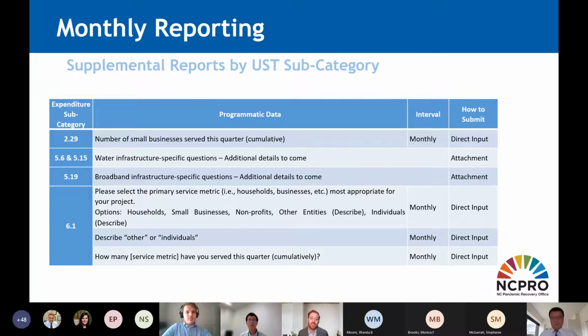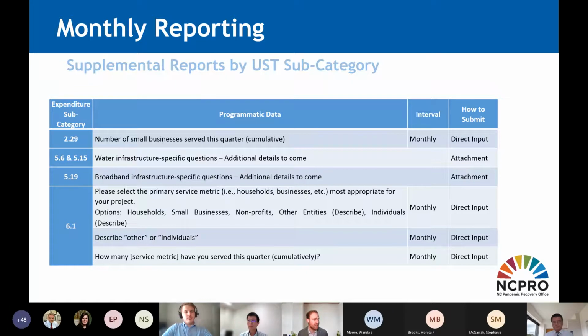This is also going to be helpful information so that we can assess the impact and reach of all these programs and be responsive to questions, particularly from the legislature and other oversight entities that want to understand the performance and impact of the funding.